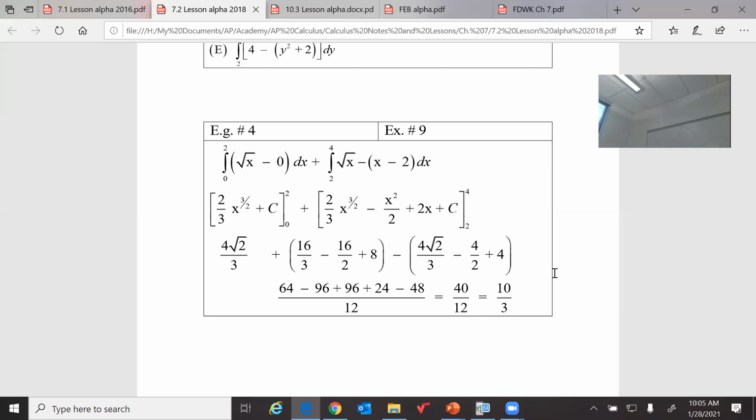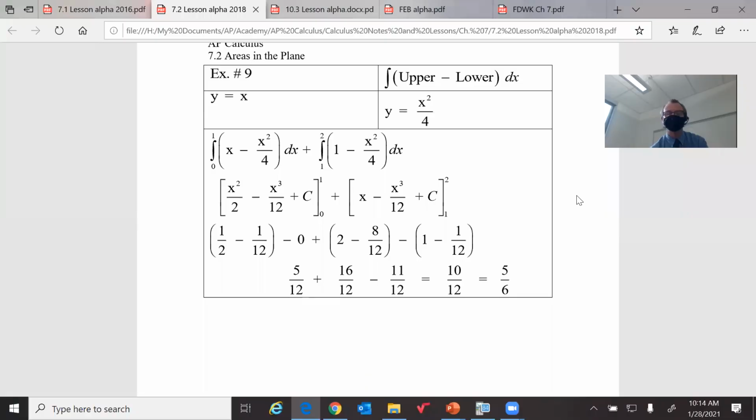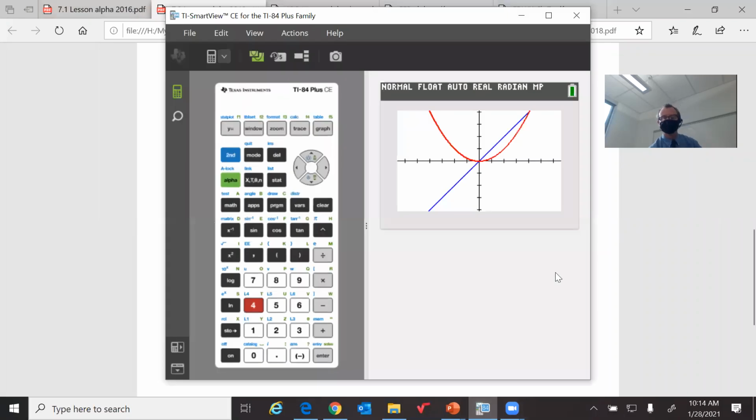Okay? So we're going to leave that up there, and you're going to go to problem number 9. This is your model. So the picture would look like this. Y equals x is blue. X squared divided by 4 is red. You want the area of that section in quadrant 1.